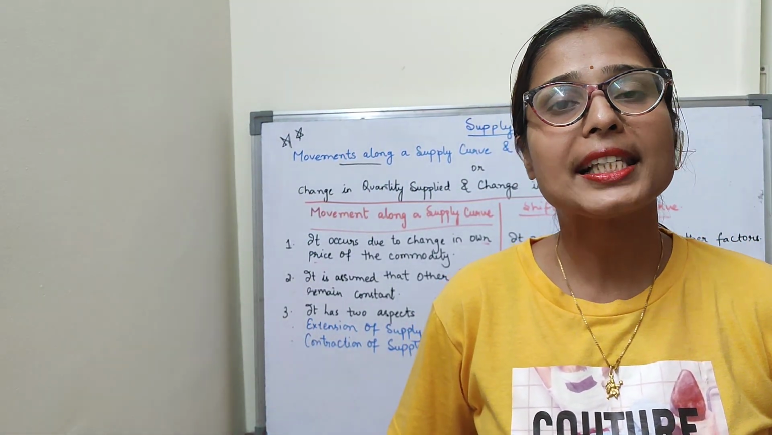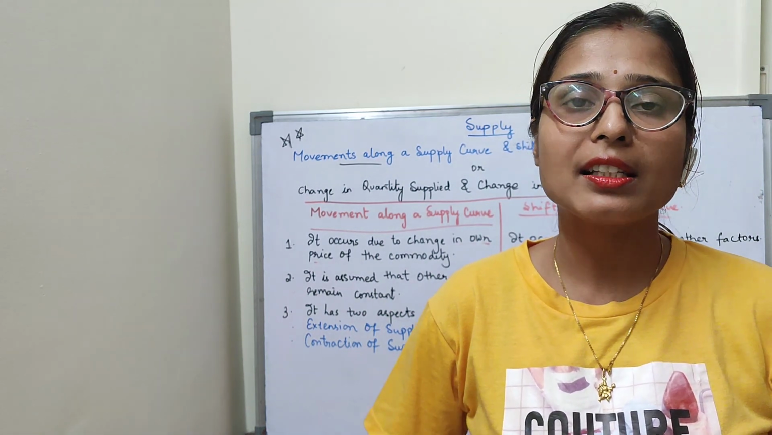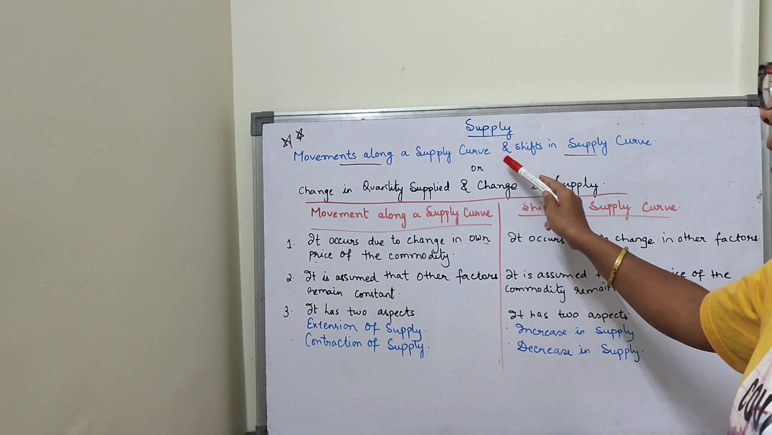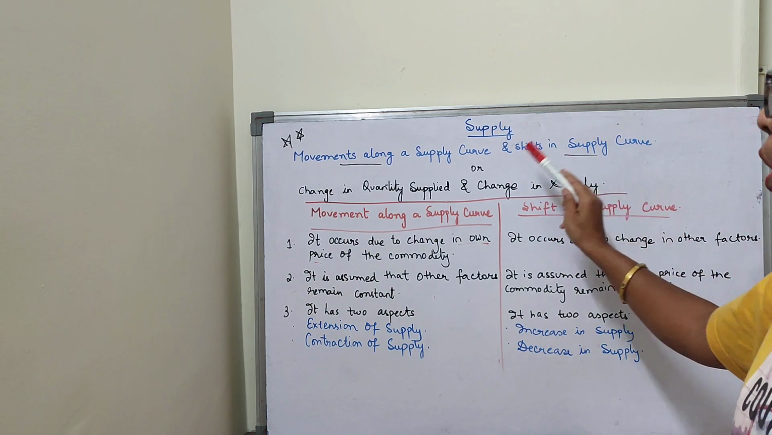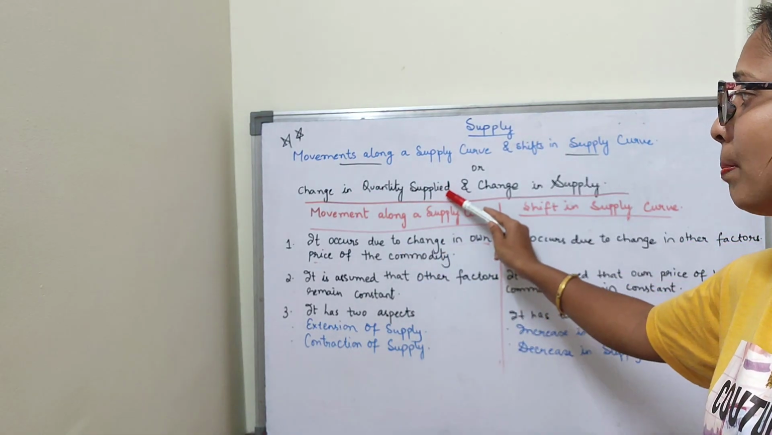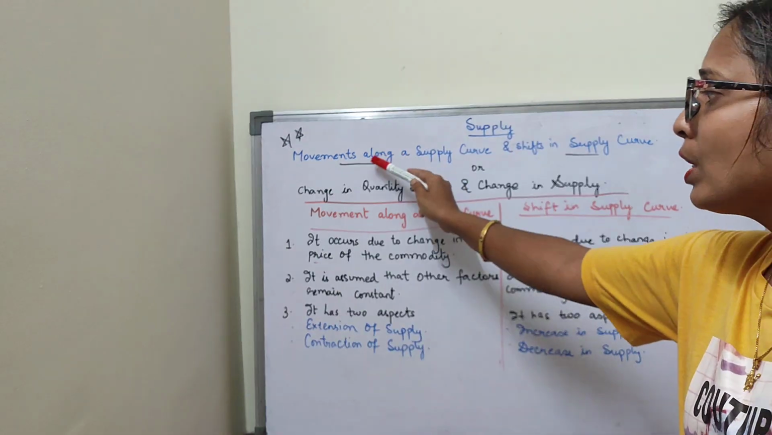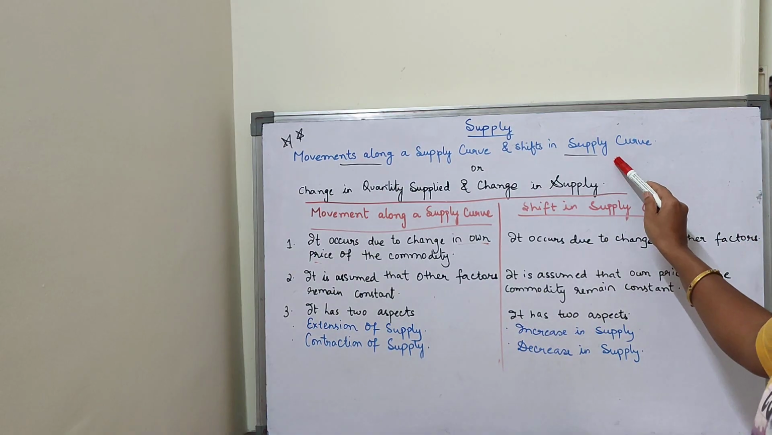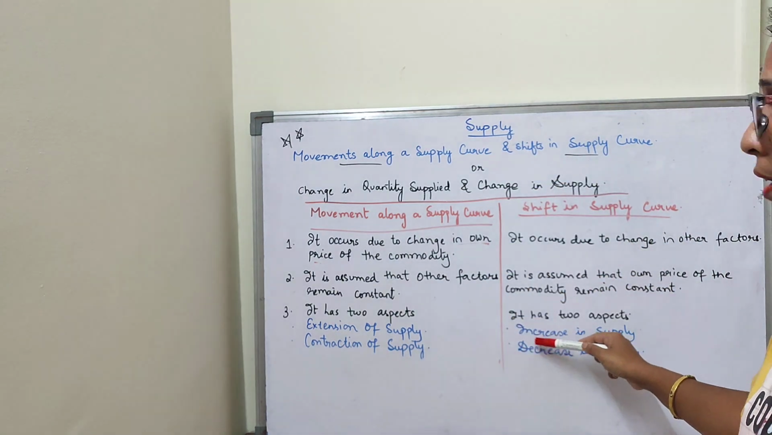So we will continue the same supply chapter, and here we will understand today the most important topic, that is movement along the supply curve and shift in supply curve, or you can say change in quantity supplied and change in supply. So if the question comes discuss movement along the supply curve and shift in supply curve, you will write the same thing which I have written.